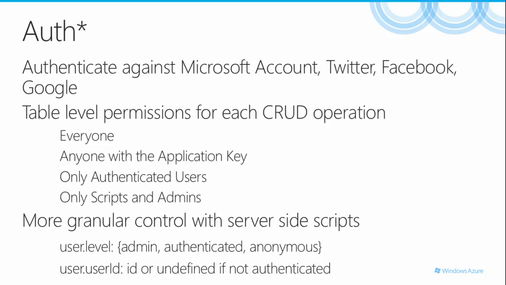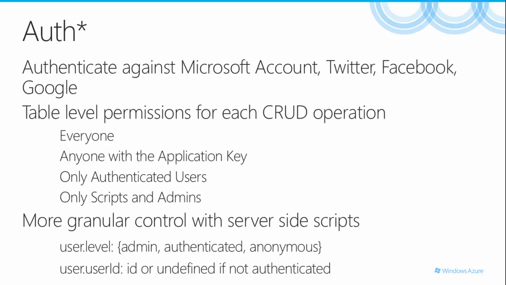In terms of permissions, on those CRUD operations on your table, you can lock down individually those operations to have a permission set. You could say everyone. Perhaps you want everyone to be able to read data out of your service. Anyone with an app key, which is what's on by default, which we've already seen. Only authenticated users, that maps to anyone who's logged in with one of these identity providers, and only scripts and admins. That's basically only server-side script can perhaps execute that, or only someone who has the master key, which is another key set for your mobile service. So that's out of the box. It's configurable with drop-downs. I'll give you a demo of that.